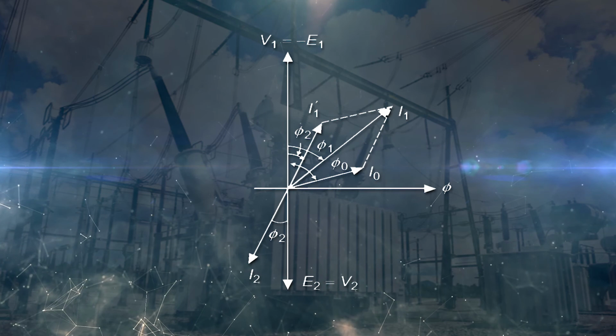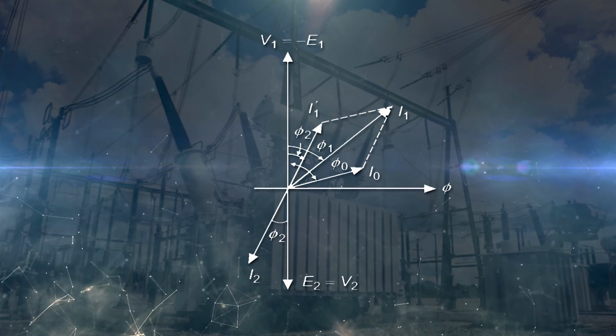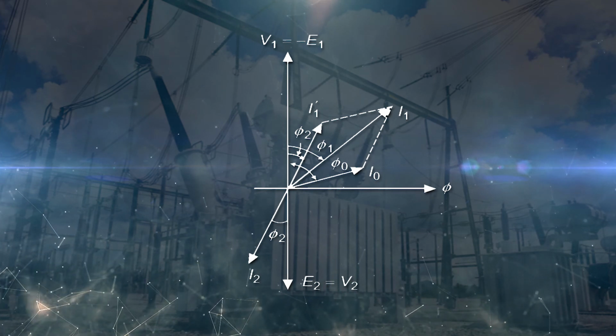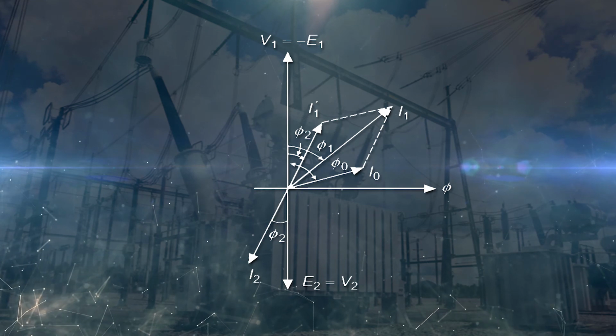Now we will discuss the phasor diagram for the inductive load. As you know, for the inductive load, the current I2 will lag with respect to the voltage V2 by some angle, and this angle is written as phi 2.